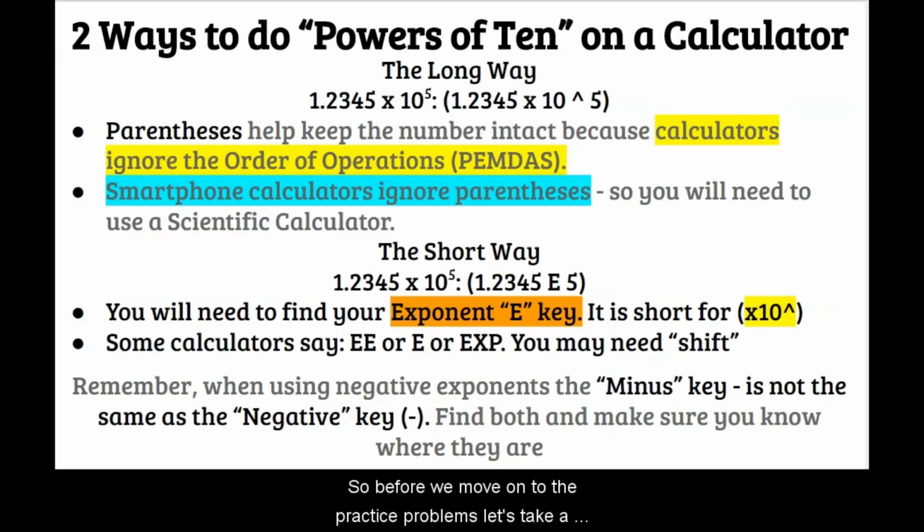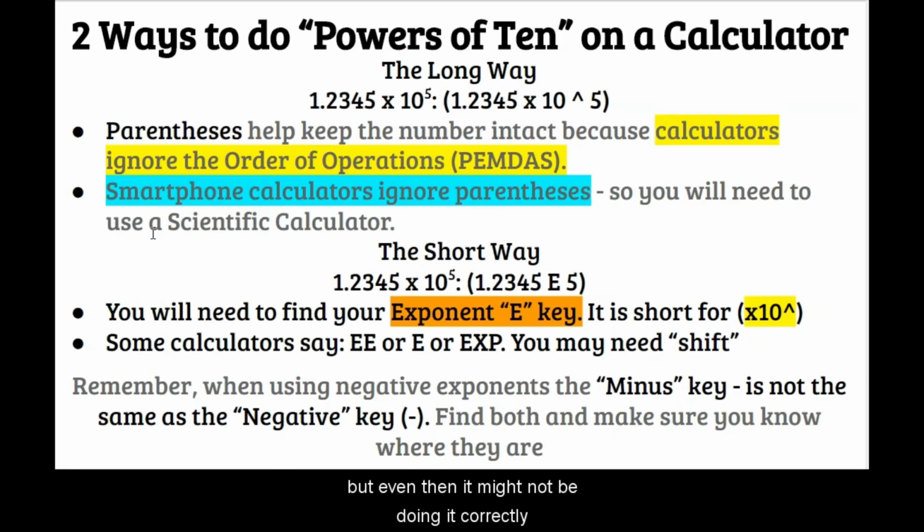So before we move on to the practice problems, let's take a look at this last slide of the scientific notation notes. And it's got some of the things that I've already said, but a couple hints. So calculators do ignore the order of operations, so you have to remember to always use the parentheses. And one thing that I've noticed is a lot of smartphone calculators even ignore the parentheses. And so you can check to see if your phone has the scientific calculator, but even then it might not be doing it correctly.